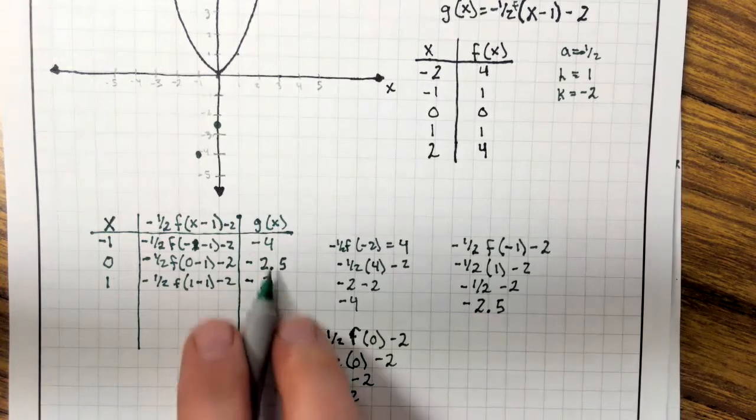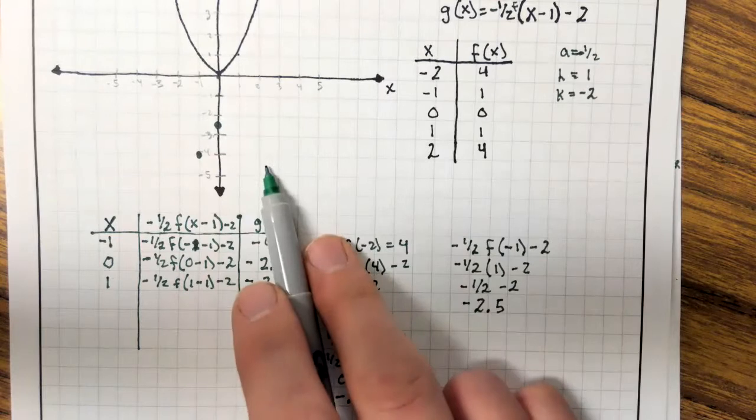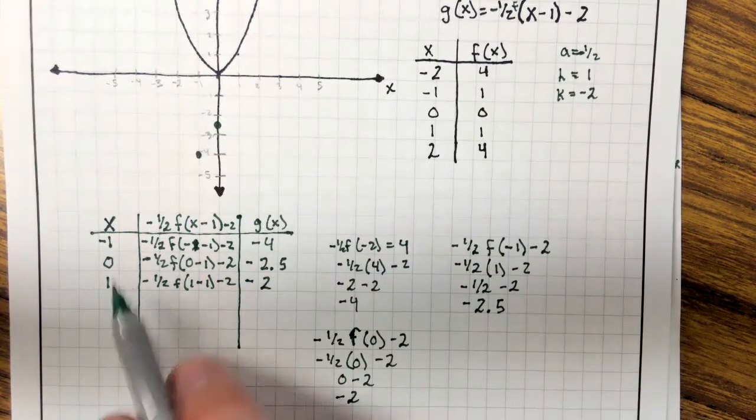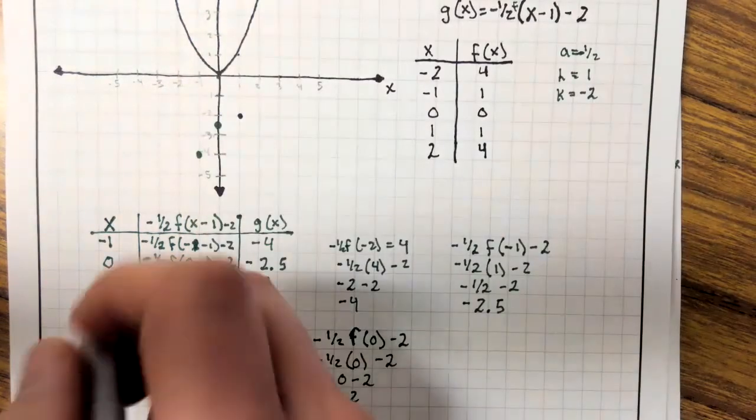You should notice now that all these values are negative because the a value is negative. It's reflecting this function. Anyways, let's plot this. I go over 1, down 2. We can do another one.